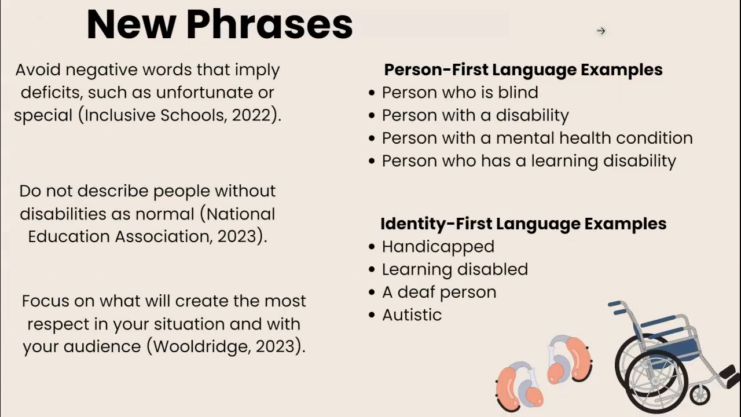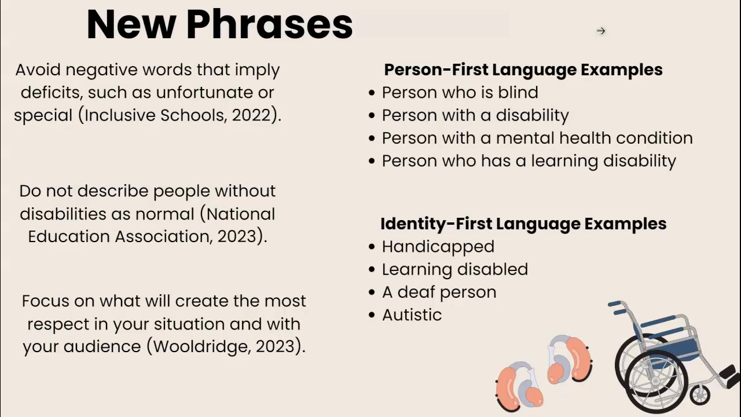Here are some things that you need to understand to be correct when speaking with persons with disabilities. First, you want to avoid negative words that imply deficits, such as unfortunate or special. Do not describe people that don't have disabilities as normal, and focus on what will create the most respect in your situation and with your audience.